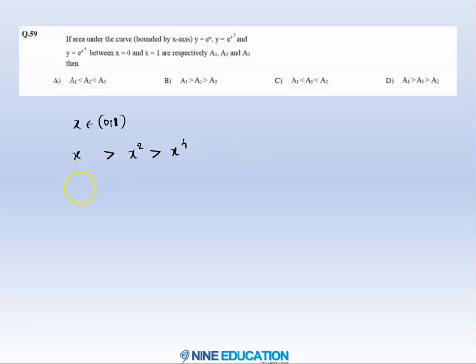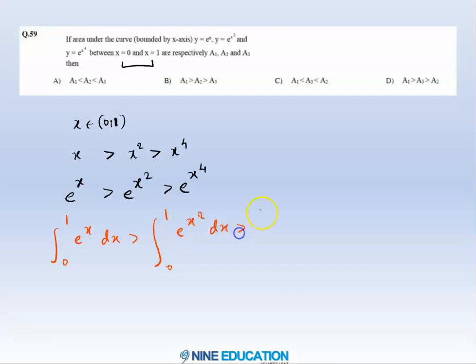So if this is the case, if we take the powers on e, then this will also be applicable. Integration from 0 to 1 has to be performed, and if we do that, we will be getting integral 0 to 1 e power x dx greater than integral 0 to 1 e power x square dx greater than integral 0 to 1 e power x power 4 dx. And this was representing your area A1, this one was representing area A2, and this one is representing area A3. So option number B will be correct.